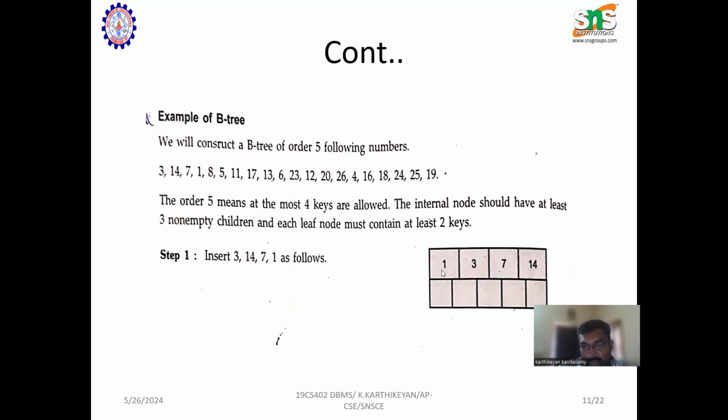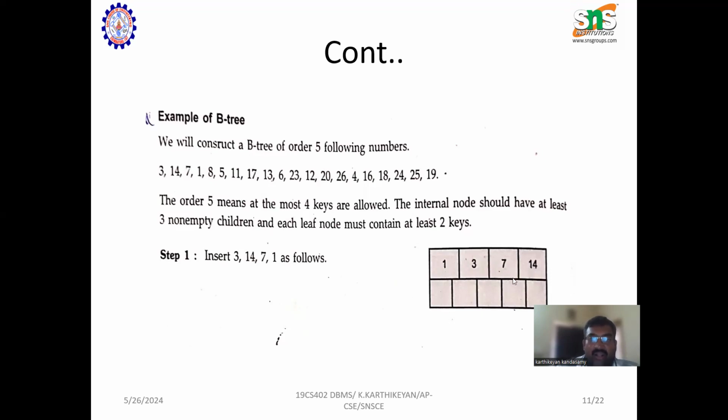Suppose 4 is the maximum. The number of keys is 5 minus 1, 4. So 4 are already available. The fifth one cannot fit into the node. So I have to split the value at the middle of the node. I have inserted first 1, 3, 7, 8, 14.